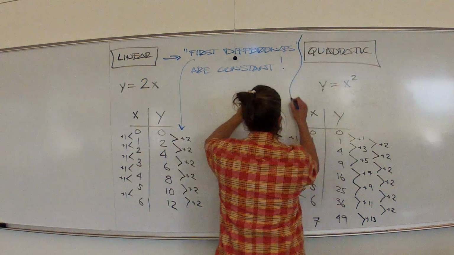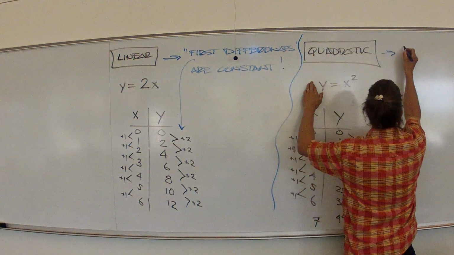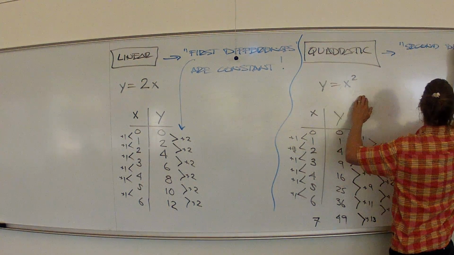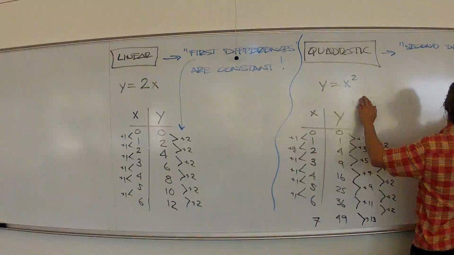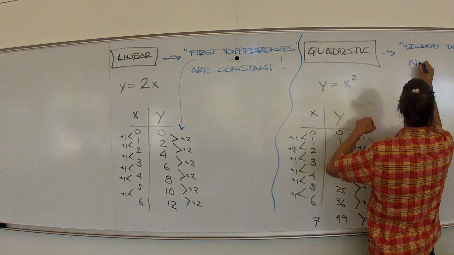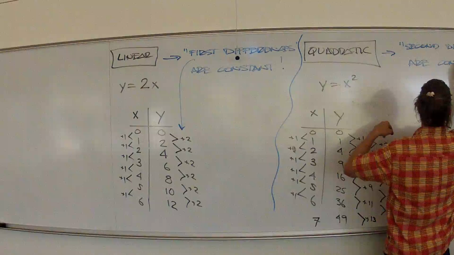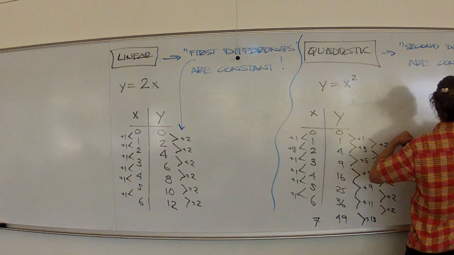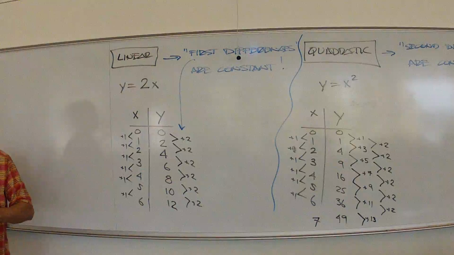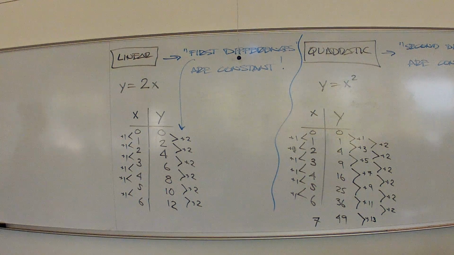Quadratic data has second differences. Second differences are consistent or constant. Oh, can that be forever? I mean, can that be a rule? It doesn't change? Yes. Yeah, and you're going to prove why in your homework. You're going to actually look at why this has to be this way.